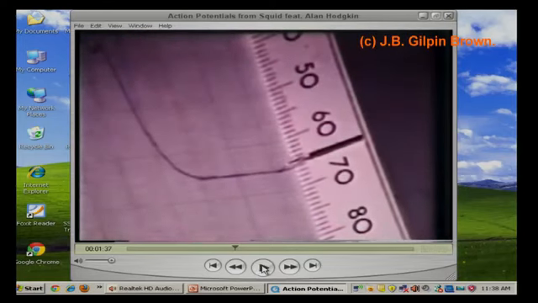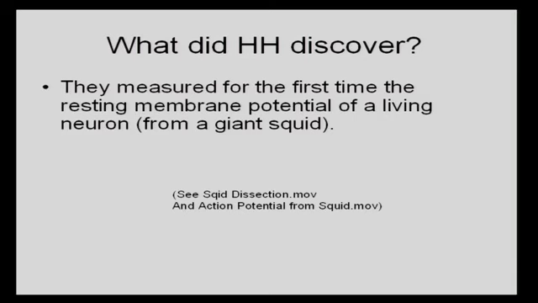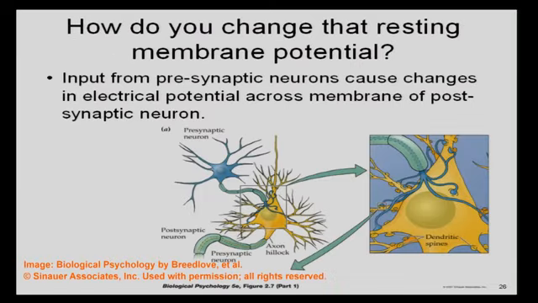So that's exactly how they first showed definitively that the inside of the neuron at rest has this negative potential. And then all the rest that we went over, the proteins, the potassium, that was figured out in large part by Hodgkin and Huxley as well. Okay, let's get back to the lecture. Okay, so as I said, they measured for the first time the resting membrane potential in a living neuron from a giant squid axon.